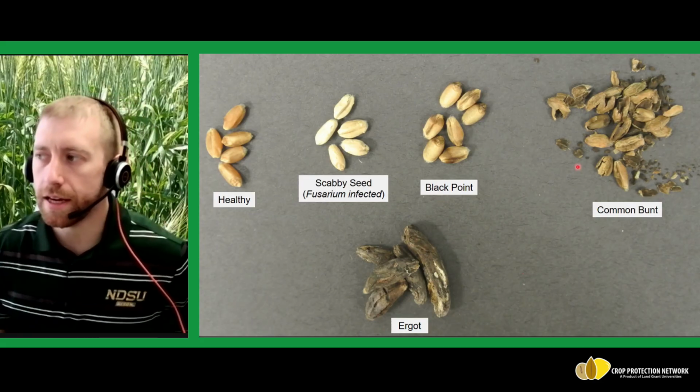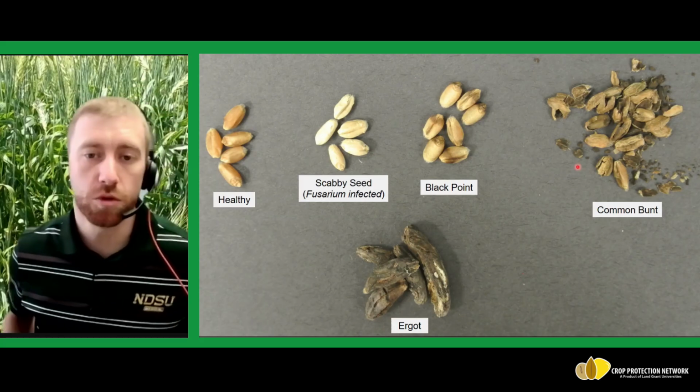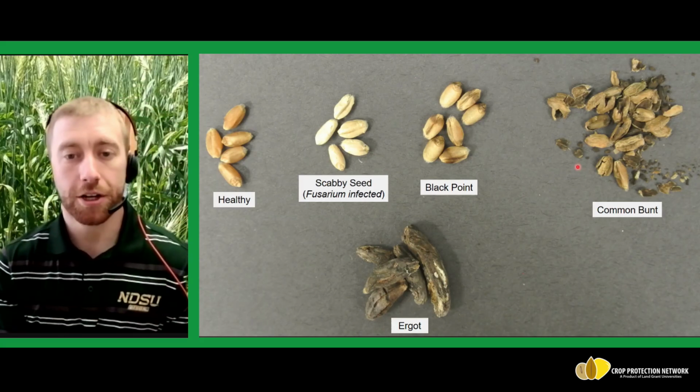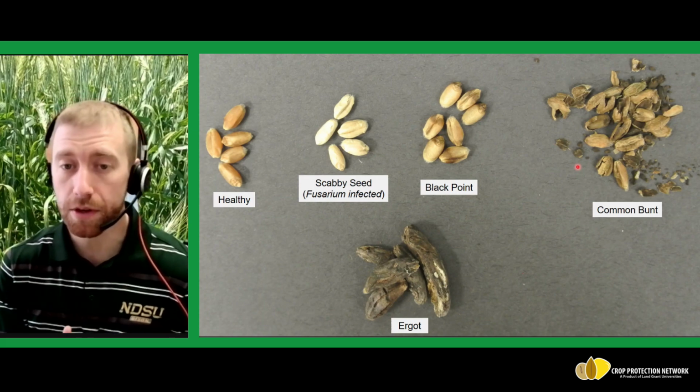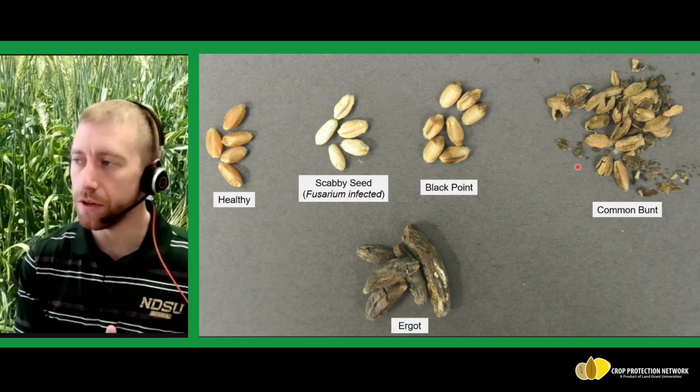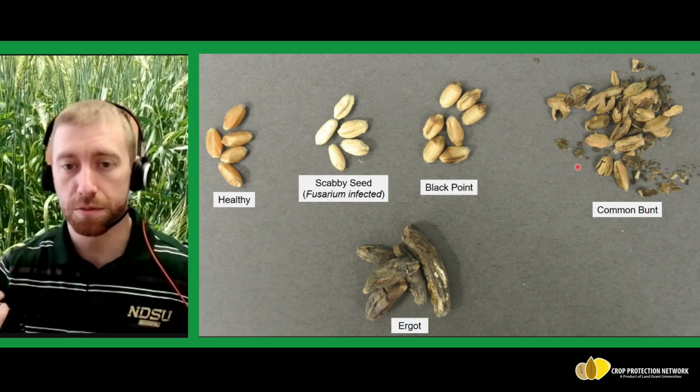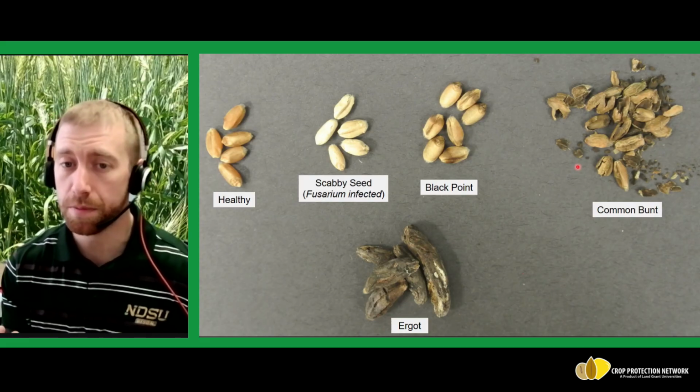Common bunt is a seed-borne disease where the, what I call, inner kernel of a wheat is displaced with black dusty spores. Now this disease is a little bit unique in how you can identify this both visually, but also using the sense of your smell.